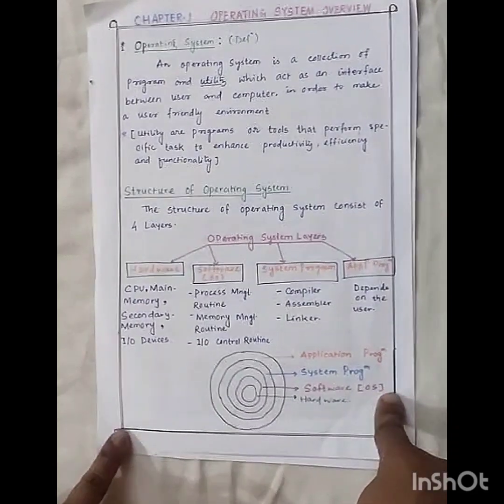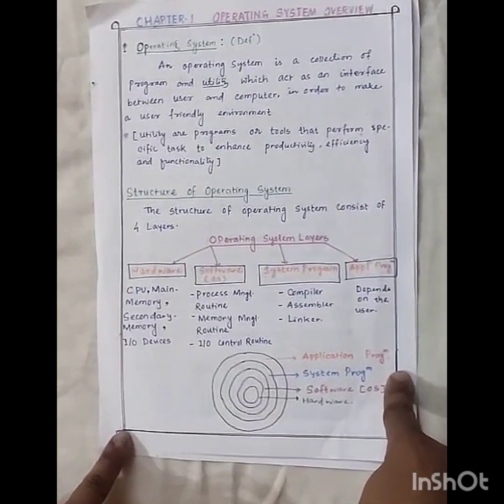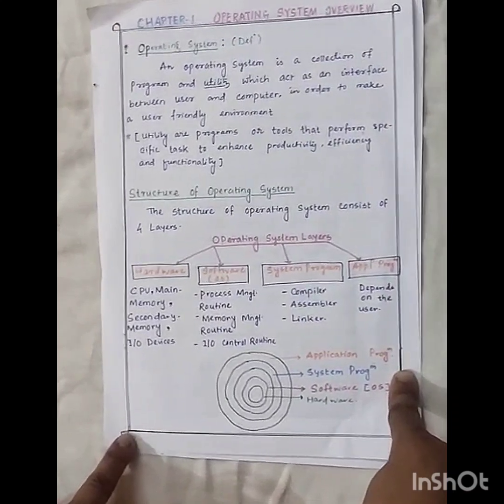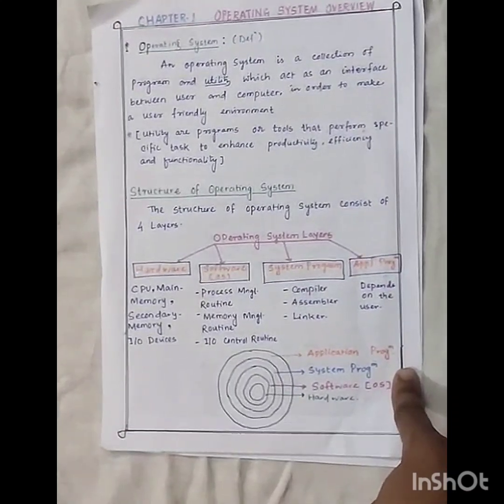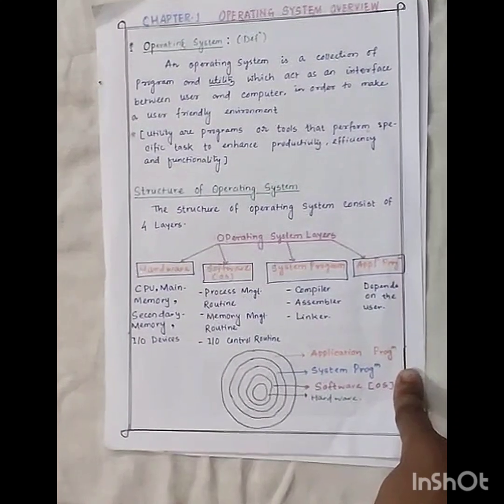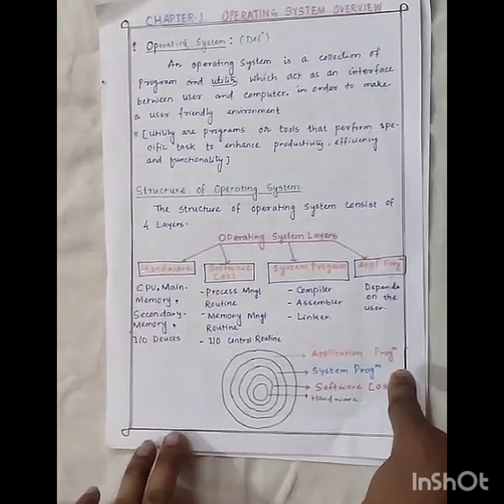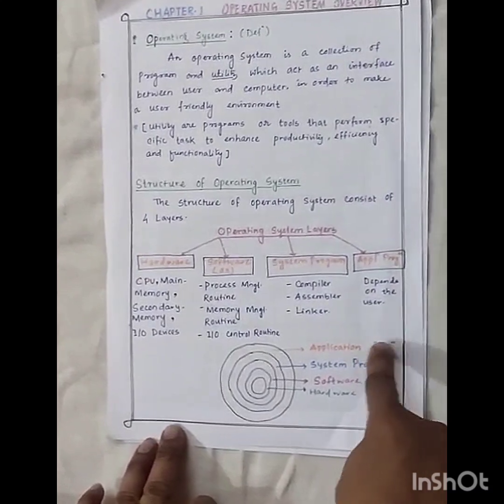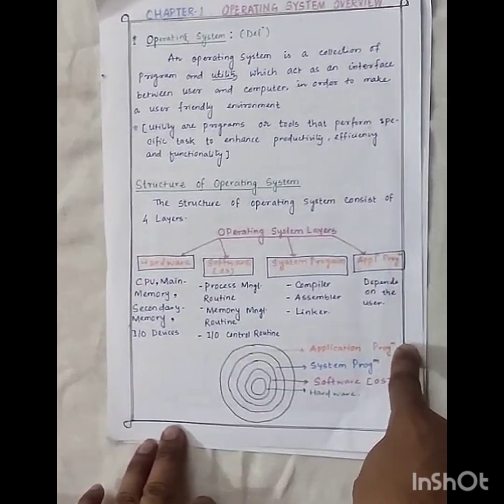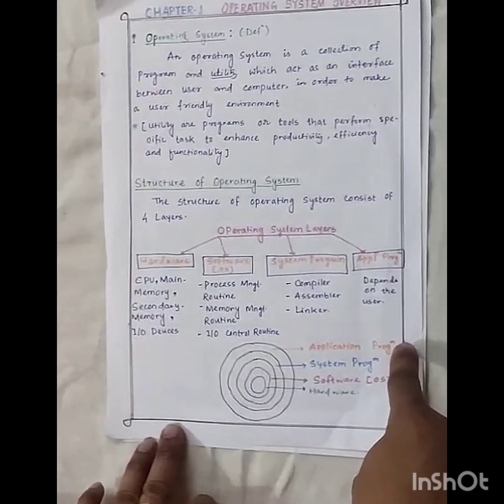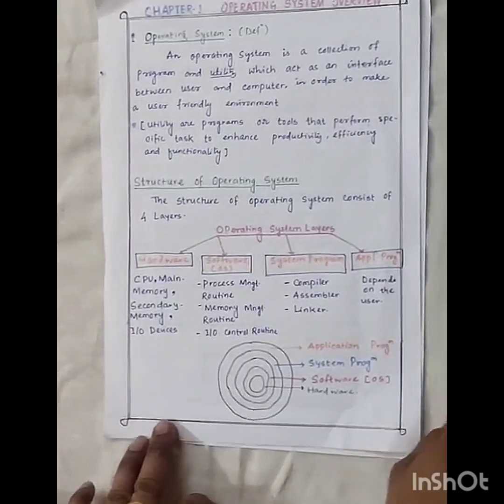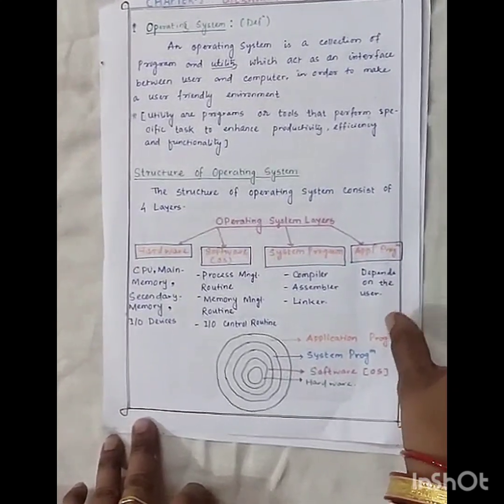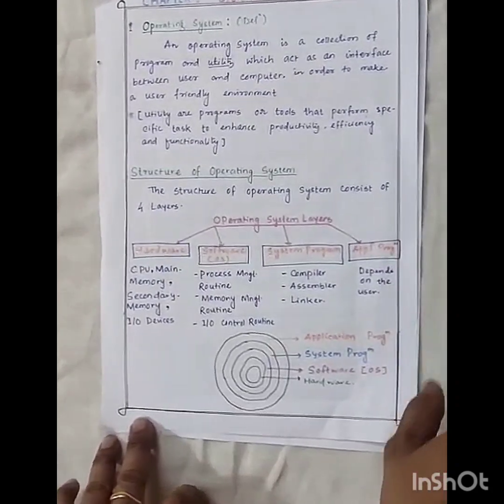Above the operating system layer, the system program layer is there. The system program layer consists of the compiler, assembler and linker, which help the operating system to execute the program securely and properly. Above the system program, the applications program layer is there, and it consists of the user application programs like your C, C++. These are the programs which are inside this applications program layer.